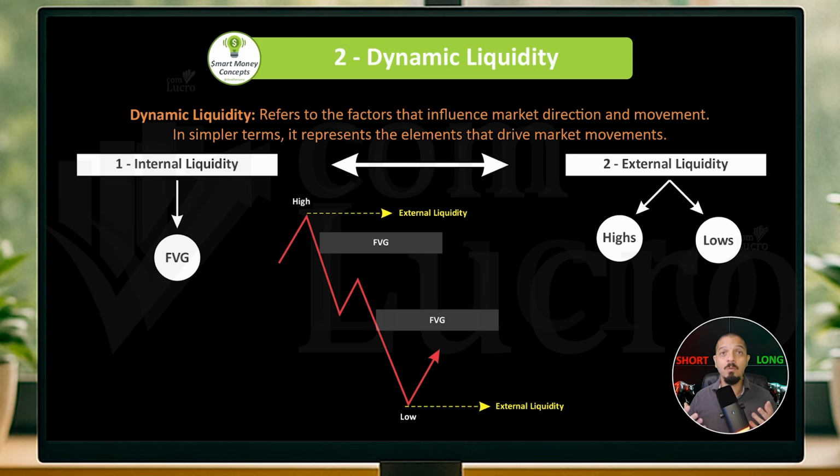Price in the market always moves between internal and external liquidity. Think of it as a continuous cycle where price moves either from internal to external liquidity or from external to internal liquidity.